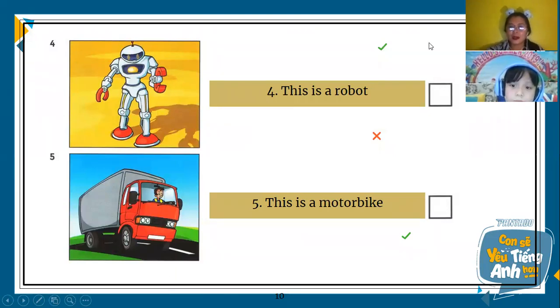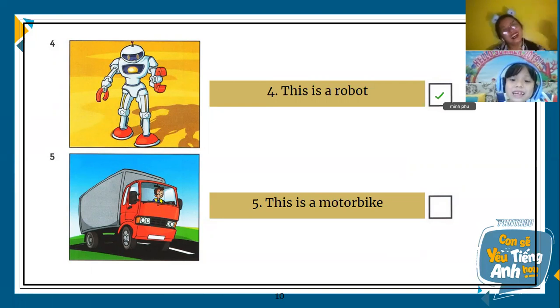Can you read number four? Yes, this is a robot. Number five. Can you read number five? This is a motorbike. Okay, are you sure with your answer? Sure. Okay, that's great. I'm gonna erase it.